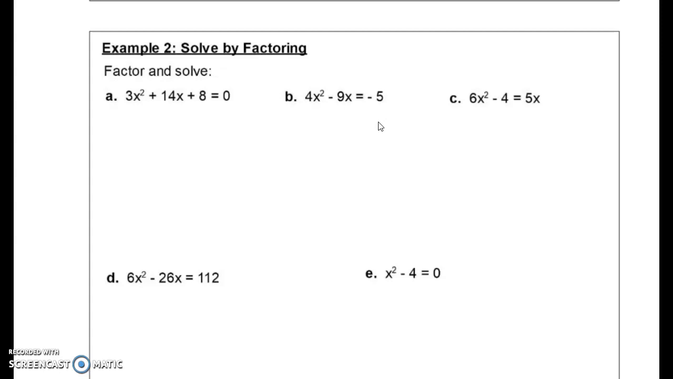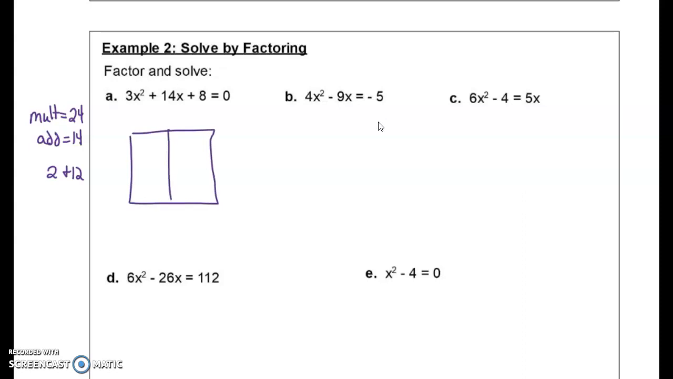So on a, your AC, what multiplies to AC is 3 times 8 is 24, and what adds to B is 14. So I find out that that is 2 and 12. Multiplies to 24, adds to 14. So then I'm going to use, like I taught you previously, this is called the area model. So I use 3x squared and the plus 8, and then I use my 2x and my 12x.